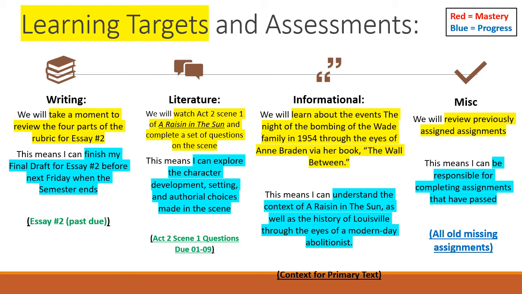And then for our informational lesson, we're going to learn about the events the night of the bombing of the Wade family in 1954 in Louisville through the eyes of Anne Braden in her book, The Wall Between. And this means we can understand the context of A Raisin in the Sun, as well as a little bit more of the history of Louisville through the eyes of a modern-day abolitionist.